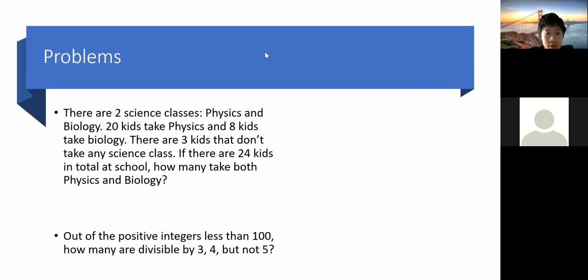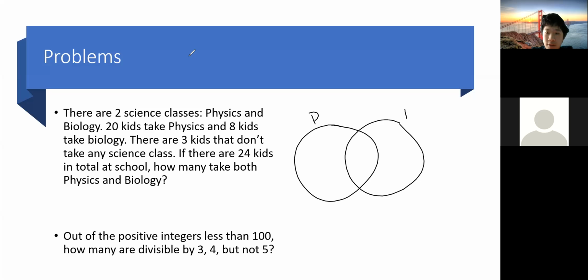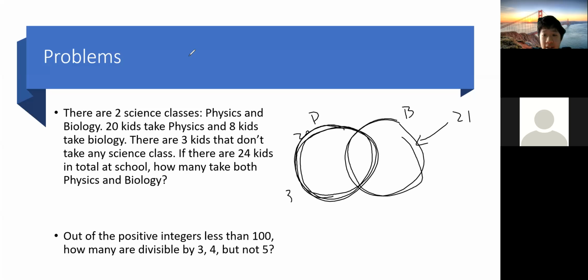So for the first problem, we have two categories: physics and biology. P here, biology here. 3 kids are not taking anything. 24 kids in total, which means that there are 21 in the Venn diagram. We have 20 kids taking physics, which means there are 20 kids in this entire region. So there are 20 in there, 8 in this.